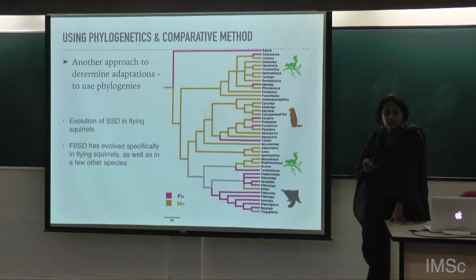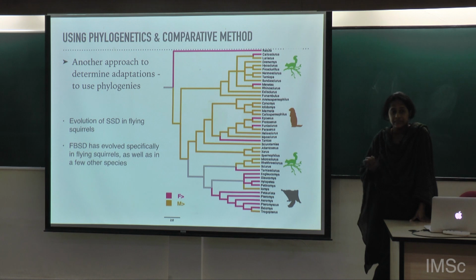In most mammals, females are smaller than males, like humans or lions or primates, right? Female body size is smaller than male body size. But in flying squirrels, females are larger than males, which makes them an oddity amongst mammals.